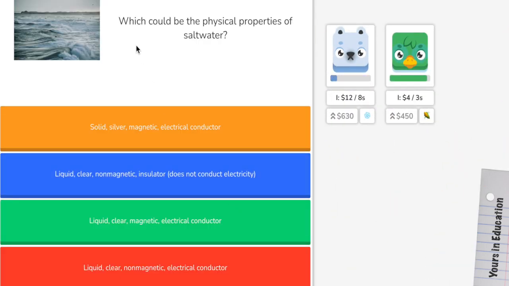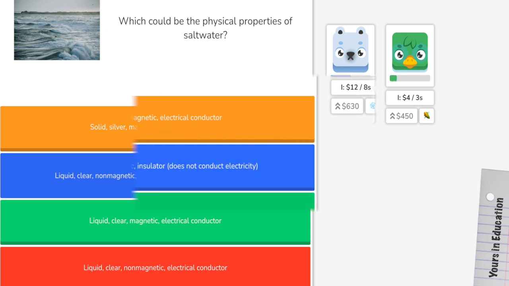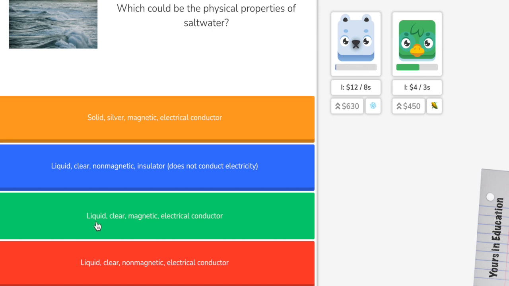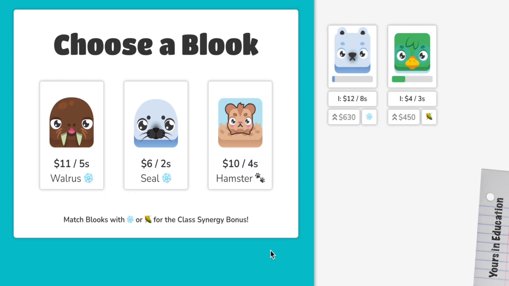Which could be the physical properties of salt water? I know it's not a solid, no. Liquid, yes. Clear, yes. Non-magnetic, yes. Insulator, which means does not conduct electricity, no. If you are in a thunderstorm, stay away from the water. Very good conductor, so no. Liquid, yes. Clear, yes. Non-magnetic, yes. Electrical conductor. There you go.